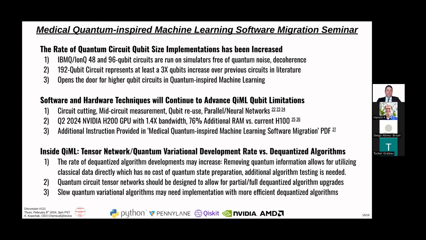So this is the new state of the industry. Yes, there'll be more hardware developments, but the pace that quantum-inspired machine learning will move at, without having a whole host of other issues, will likely outpace the development, I believe. So software and hardware techniques will continue to advance. Circuit cutting is basically you can cut the gates left and right, or you can cut the qubits up and down. Mid-circuit measurement, qubit reuse, some of these have been established with hardware. Using parallel neural networks, these types of things as well.